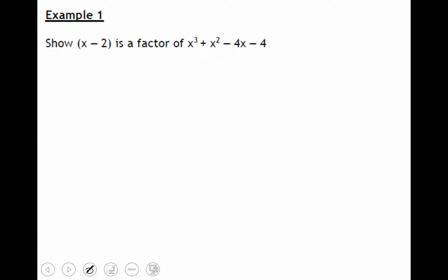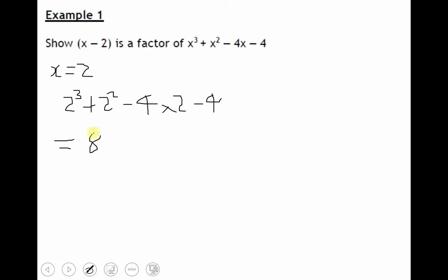Example 1. Show that x minus 2 is a factor of x cubed plus x squared minus 4x minus 4. So what we need is the x value that makes that bracket 0, which is 2. 2 minus 2 is equal to 0. Stick it into our function: 2 cubed plus 2 squared minus 4 times 2 minus 4 gives 8 plus 4 minus 8 minus 4, and everything cancels down to 0.